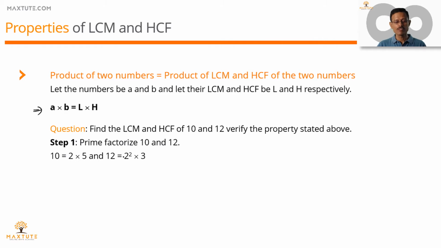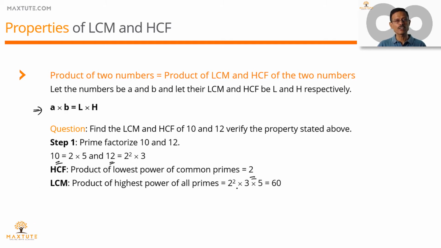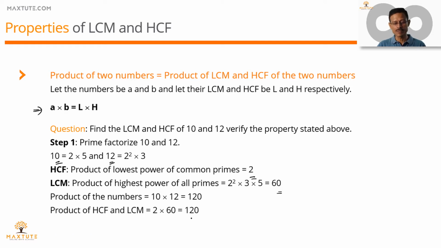Taking the example, we prime factorize 10 and 12 to get us 2 into 5 and 2 square into 3. HCF is product of lowest power of common primes, which is 2. LCM is equal to product of all primes in their highest power, which is equal to 60. Product of A and B is equal to 120. Product of the HCF and LCM of A and B is equal to 120. So this is proved. Now let's look at why this works.